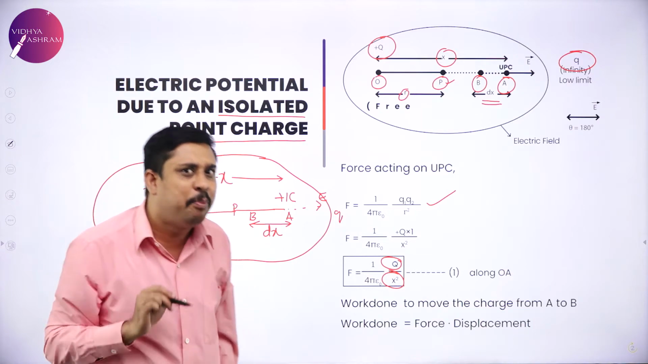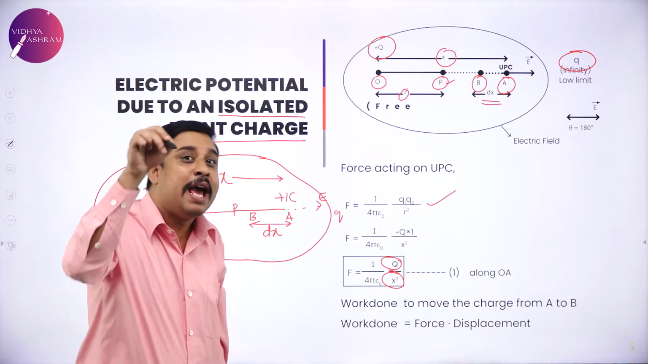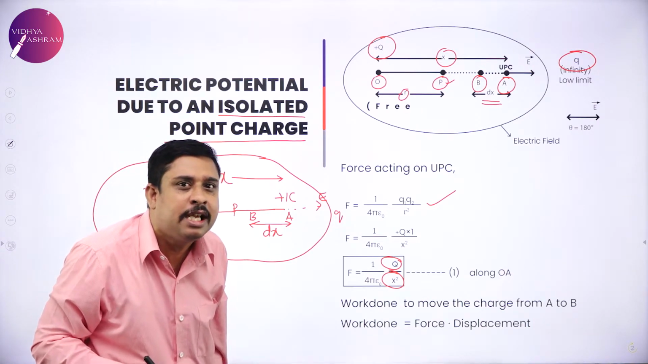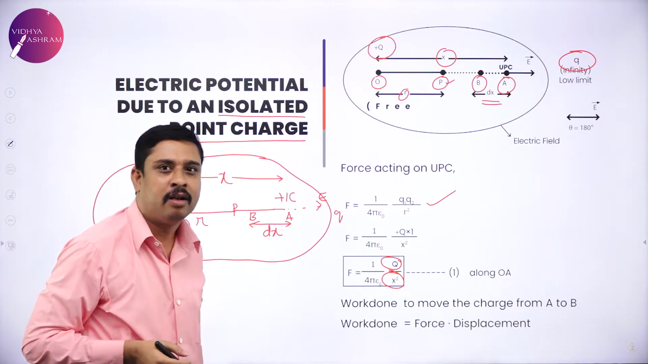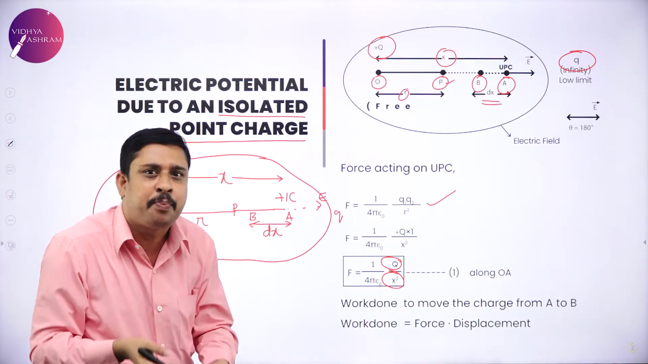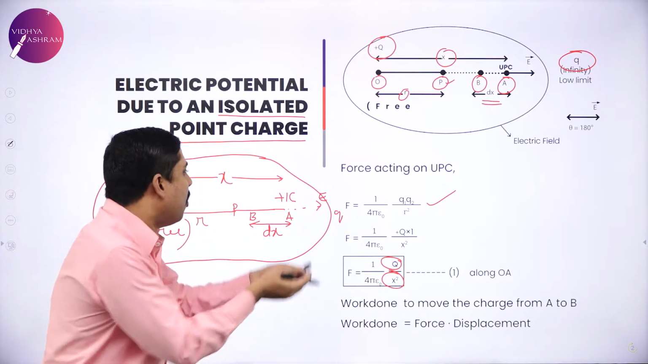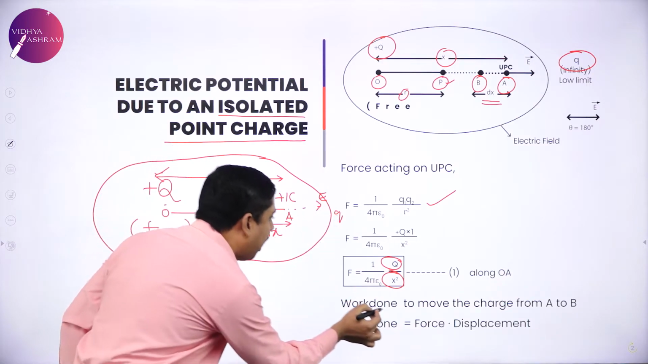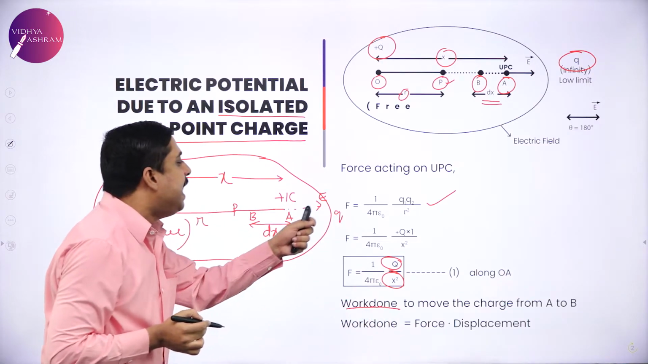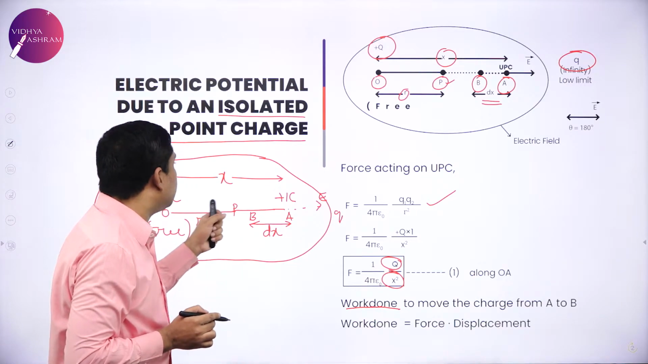Now recalling back, where am I calculating potential? At this point P. What is potential at P? Work done to move the charge from infinity to the point P.